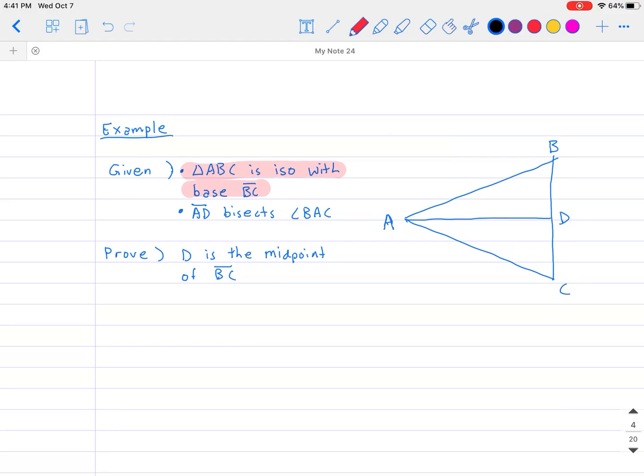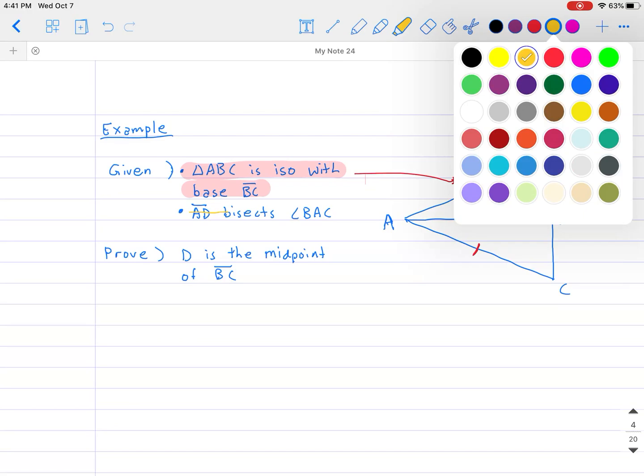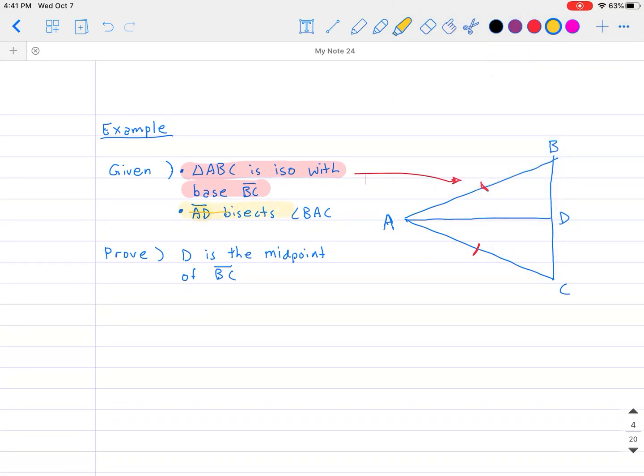So the first one, let's go ahead and draw that. ABC is an isosceles triangle. So if I go by the definition of an isosceles triangle, and I know that BC is given as the base, then that means that most likely these two sides are going to be congruent. That is what I can extract from the information in the first part. Now, the second part says AD bisects angle BAC. So for this one, let me use a different color. AD is going to bisect angle BAC, so that means these two angles are going to be equal, or congruent, to each other.